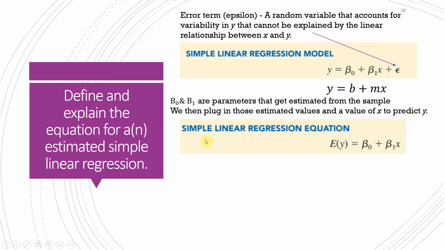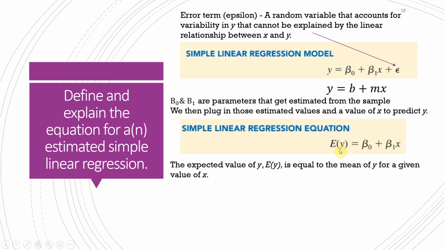This is actually the simple linear regression equation. We estimate these parameters, and we plug in a value of x to get the expected value of y. This value right here means the expected value of y. That's what E stands for, and it's equal to the mean of y for a given value of x. Like I said before, we estimate these parameters, the y-intercept and the slope. We could plug in x for 17,000 students to say, for a given x of 17,000 students, what would we expect y to be? What would we predict it to be?